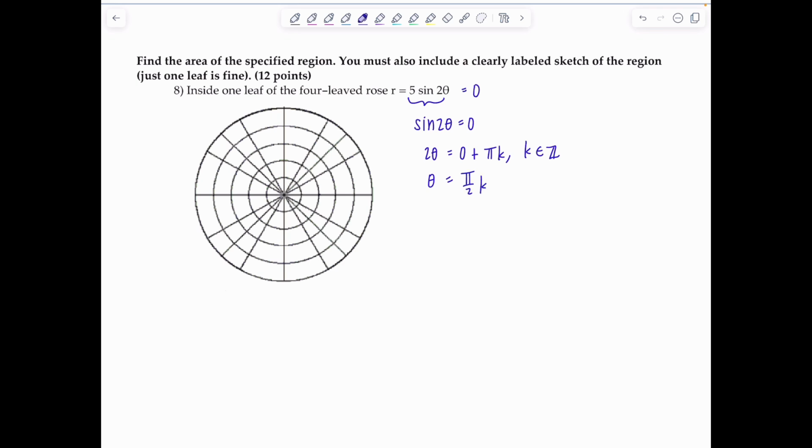So every pi over 2, the radius goes from 0 back to 0. That's what this is telling me. So a leaf of this rose is traced out every pi over 2. So if we're just doing one leaf, then I already know my limits of integration are going to go 0 to pi over 2. And I'm going to just use those points to draw one.